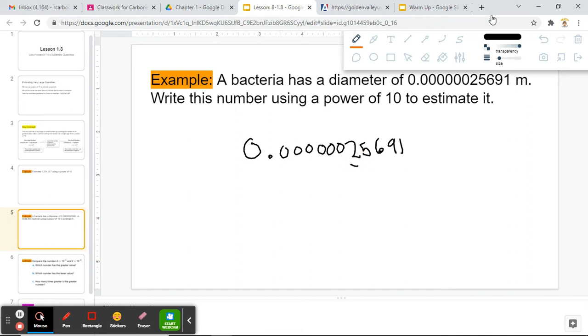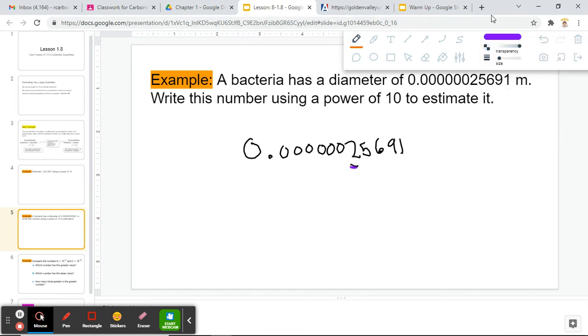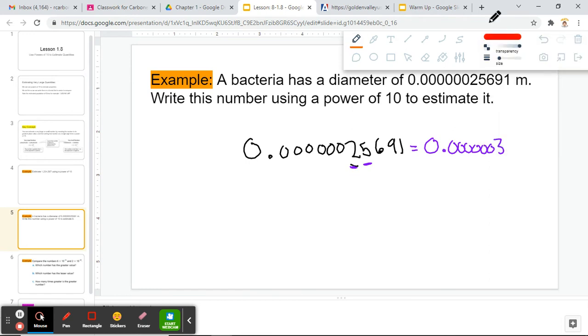So we have a 2 followed by a 5. Since that number is 5 and above, we need to round up, which means I can round this to 0.6 zeros followed by a 3, since we need to round up there. Okay, next thing we need to do is count how many zeros we have. Here I have 1, 2, 3, 4, 5, 6 zeros.